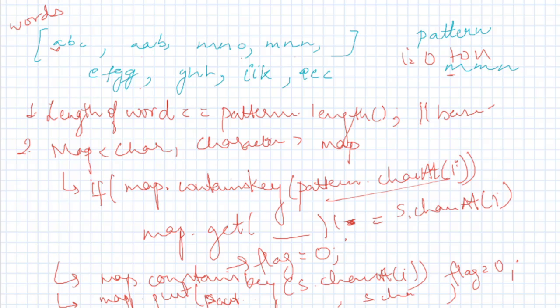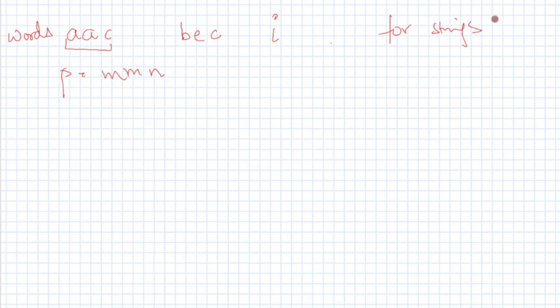Now I'll just do a dry run for you guys, taking only a few examples from here. Let's say this was 1, 2, and mmn was the pattern, and these were the words. Let's take one big one, or just icon. Now first we'll begin with this. So what we have is for string s in words.